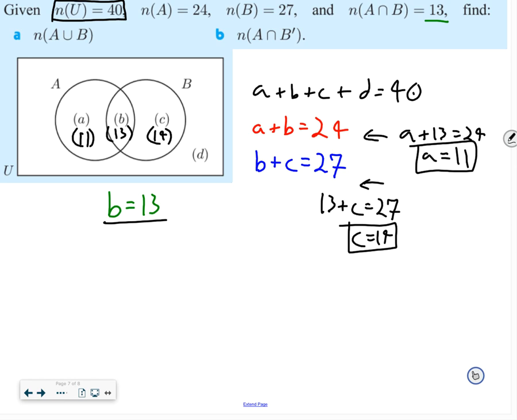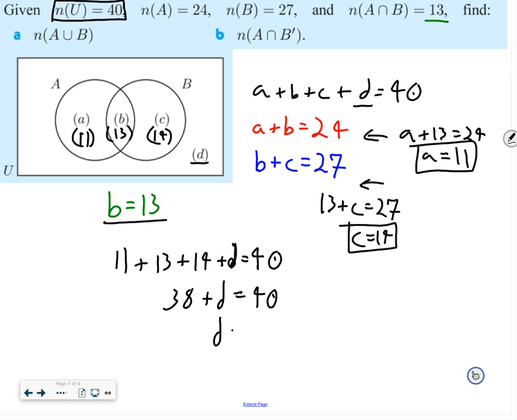Now that I know those 3, I can figure out D with this equation. So A, 11, plus my B, 13, plus my C, which is 14, plus D is equal to 40. Now that I have my equation, 11 plus 13 plus 14 is going to be 38, plus D is equal to 40. So D is equal to 2 elements.